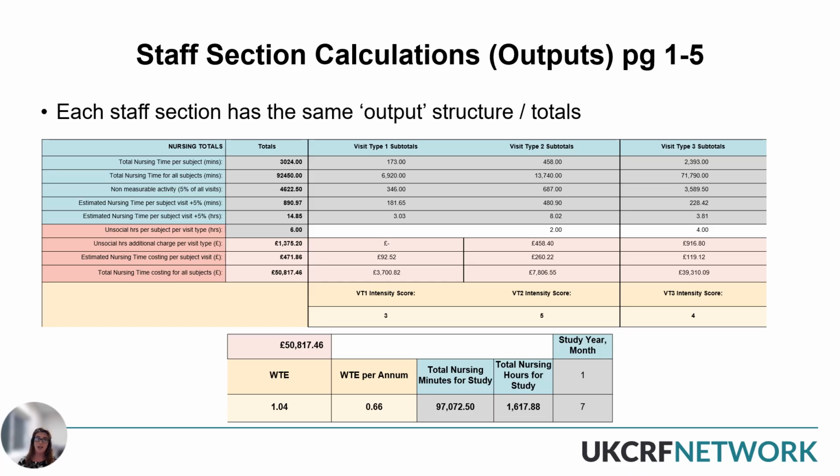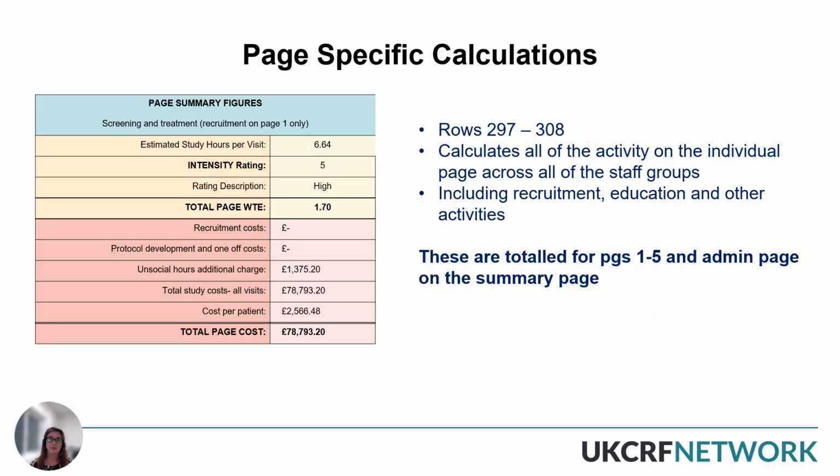It's going to tell you what the cost of those activities are, including our out of hours costs. It's also going to tell you what the whole time equivalent and the whole time equivalent per annum is. It will remind you of what the study duration is, and it will tell you what the intensity score is for those specific visit types within that page.